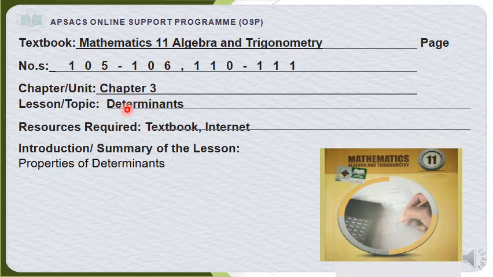Book code number is this, and current chapter is chapter number 3. Lesson topic is determinant, or how to find determinant of a system of linear equations. We will discuss this in this exercise. Resources required: textbook, internet, introduction, summary of the lesson, and the properties of the determinant.